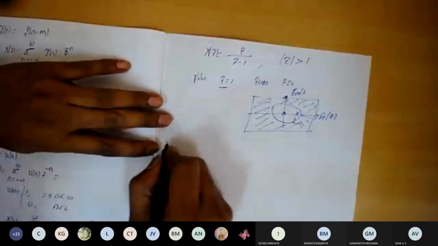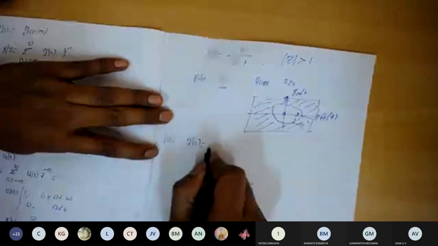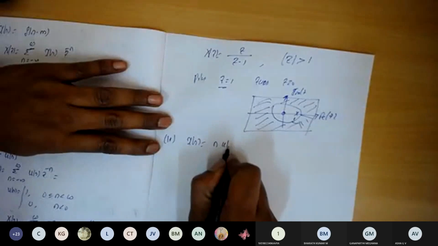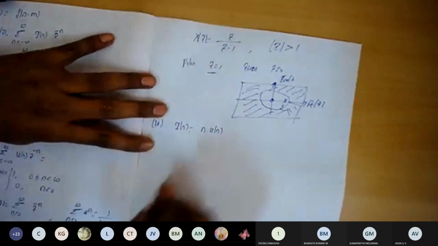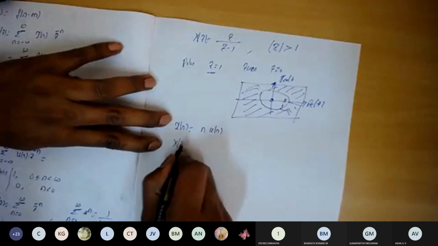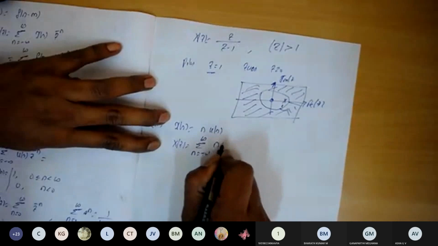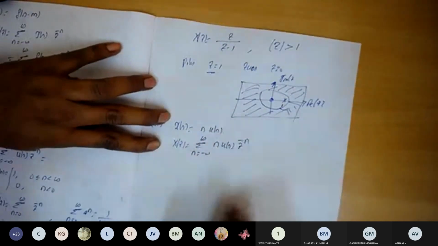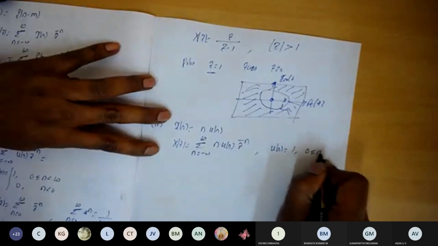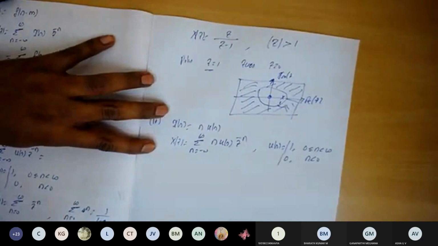So now we'll take the next problem. Problem number 11. x of n is equal to, we'll take the ramp function, that is n into u of n. Let us substitute the formula: summation n equal to minus infinity to plus infinity, n into u of n into z to the power of minus n. So we know u of n is equal to 1, and 0 for n less than 0.